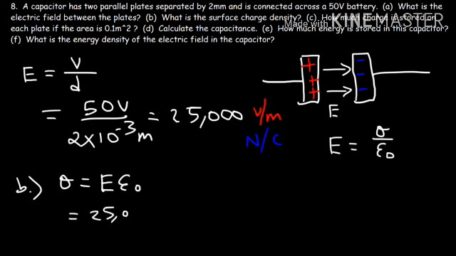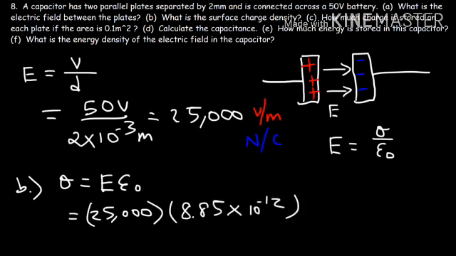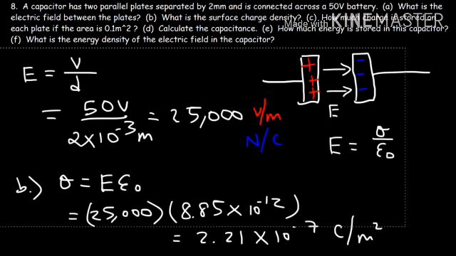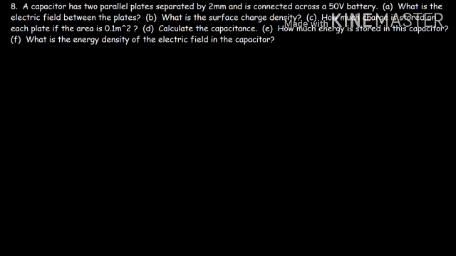So it's 25,000 times 8.85 times 10 to the minus 12. And this is going to give you 2.21 times 10 to the minus 7 coulombs per square meter. Part C. How much charge is stored on each plate if the area is 0.1 square meters?